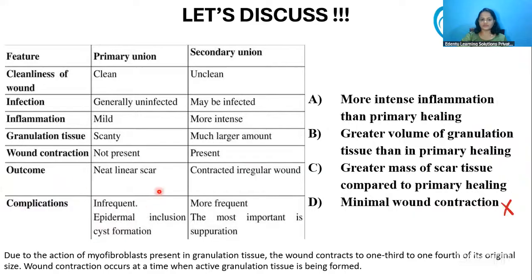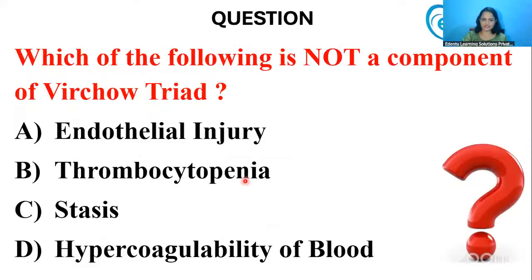The outcome of primary healing will be a neat linear scar, whereas it will be a contracted irregular scar in secondary healing. The complications of primary healing are usually very rare, though sometimes epidermal cyst formation can be seen. In secondary union, the complications are more frequent, and the most common ones are wound separation and pus formation. So that's all about primary and secondary healing.